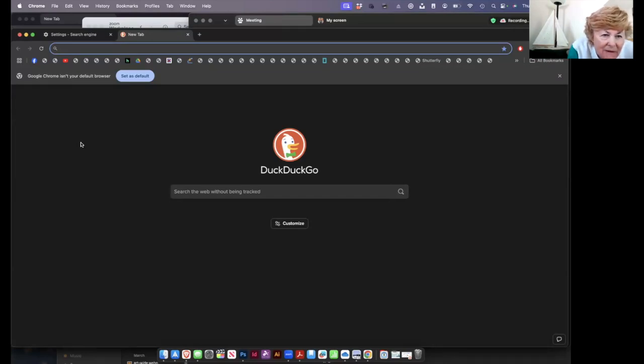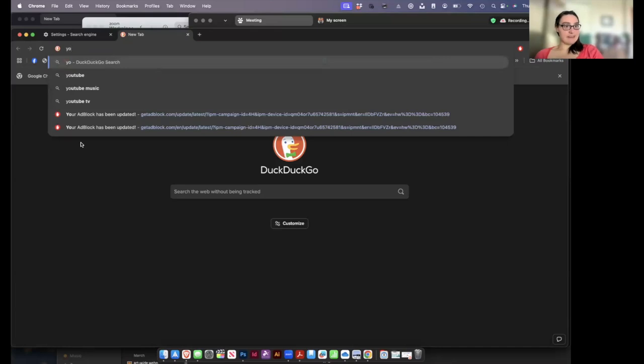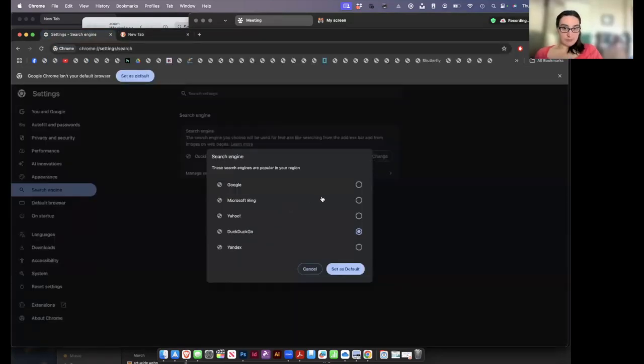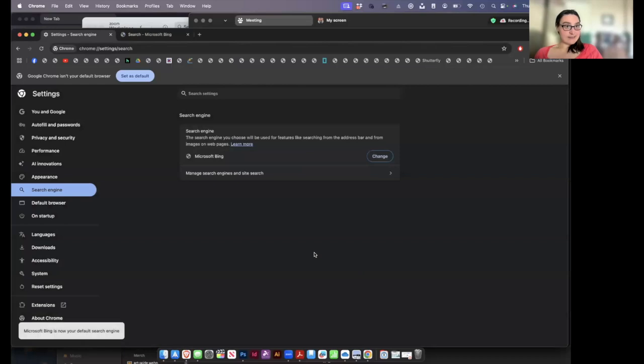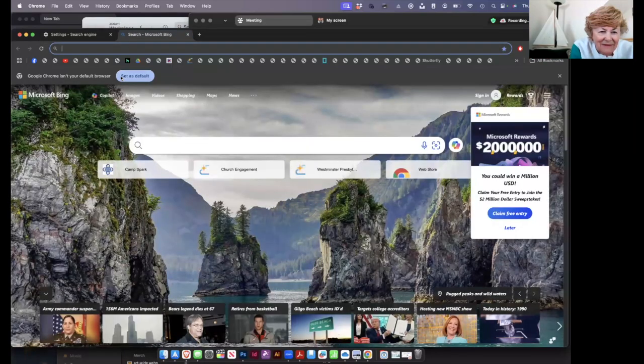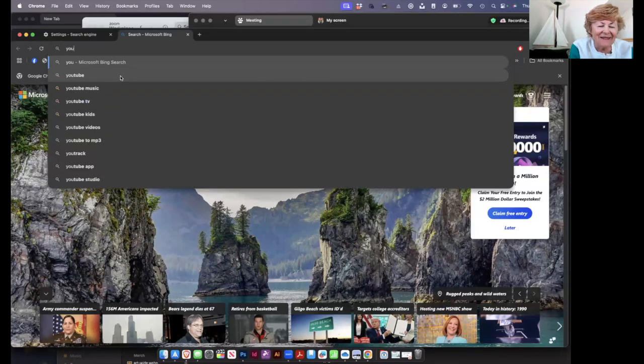That's not a duck. Let's try it when I type something. Oh, little duck icon now. Yeah. I see. Okay. But if I change this to Bing, set as default, when you start typing, it'll be Bing. It's now Bing. Okay. All right. I think I'll do that.